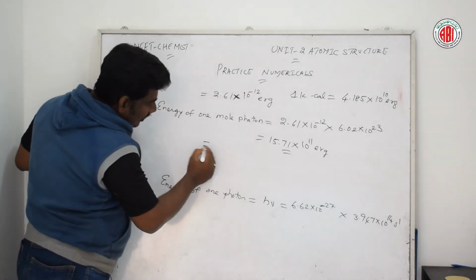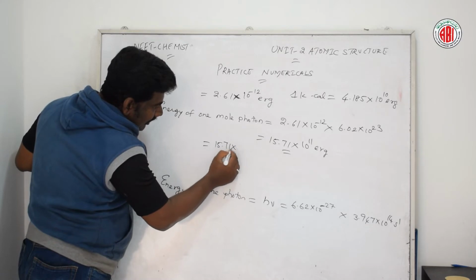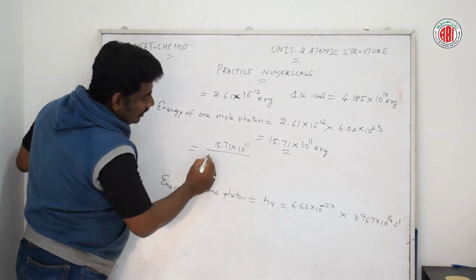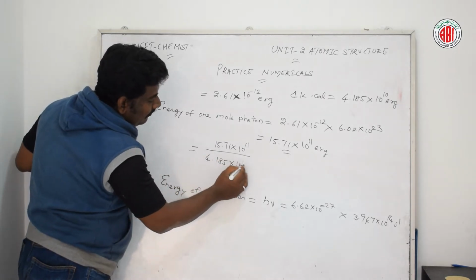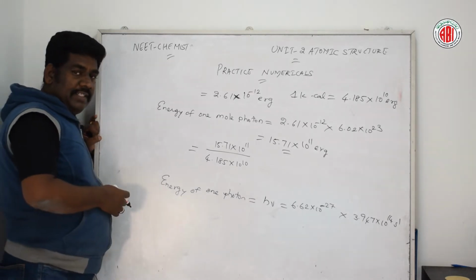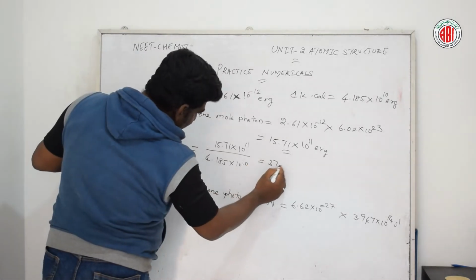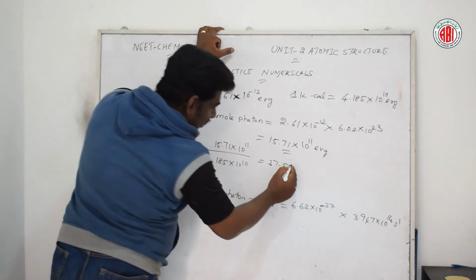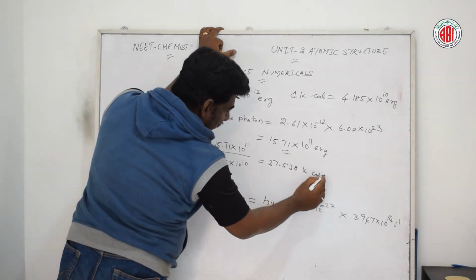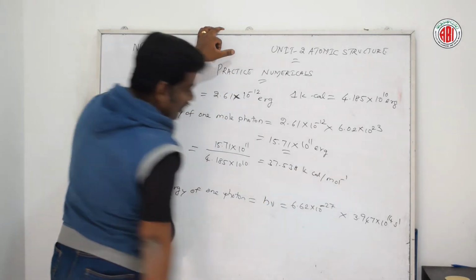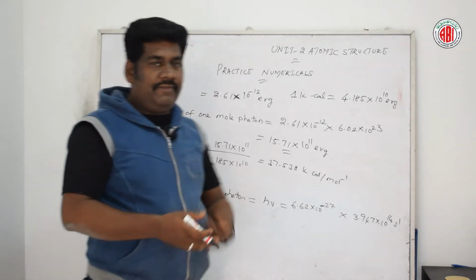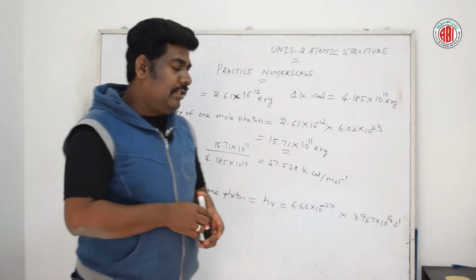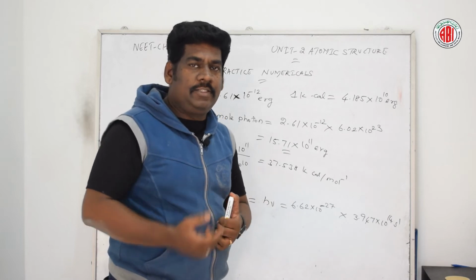That is nothing but 15.71 into 10 to the power of 11 by the kilocalorie value, 4.185 into 10 to the power of 10. Simplifying this, we get the value 37.5, that is the kilocalorie per mole. Okay, about 38 kilocalorie per mole. In this way we can find the energy of 1 mole of photons in kilocalorie. So in this way we can solve this problem. Let us go for the next question.